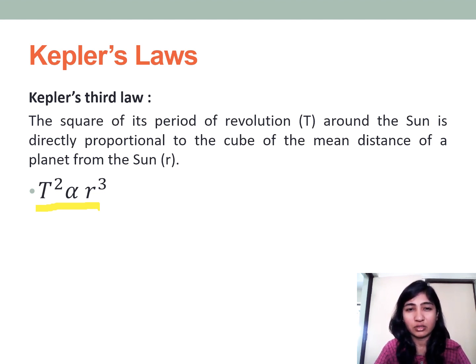Okay. So these are the three laws. The first law is about the orbits, it is an ellipse, where the sun is at one of the foci. The second law is equal areas in equal intervals of time, meaning the line joining the planet and the sun sweeps equal areas in equal intervals of time. And the third one is the relation between the period of revolution and the mean distance: T square is directly proportional to R cube. So you can remember the three laws simply: first, orbit is an ellipse; second, equal areas in equal intervals of time; and third, T square is directly proportional to R cube. Okay.